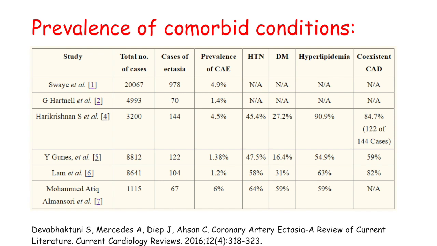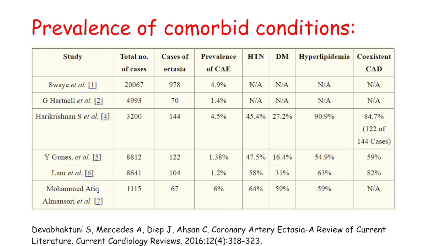This is a table which has all the studies that reported on ectasia. The first one was the CASS trial from the 80s, about 20,000 patients in that study. Up to 4.9% had ectasia. And as we can see, anywhere between 1.2% up to 6%. This is 1,000 patients from Saudi Arabia that they reported on. As we can see in these patients, most of them, anywhere between 59% up to 85%, have coexistence of coronary heart disease. So some people think ectasia is a form of presentation for atherosclerosis.